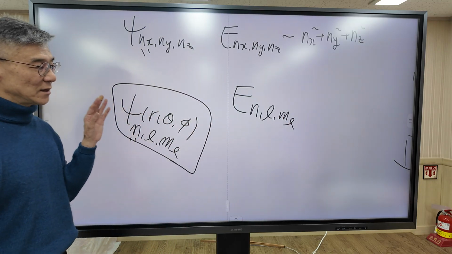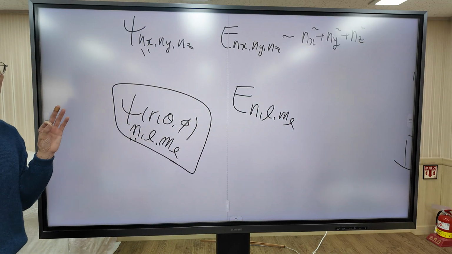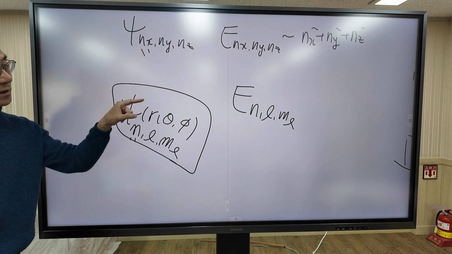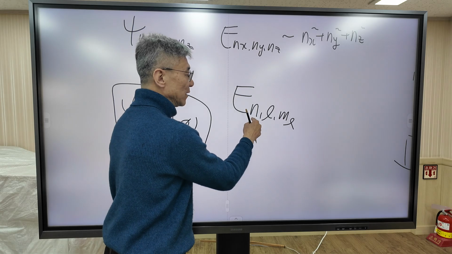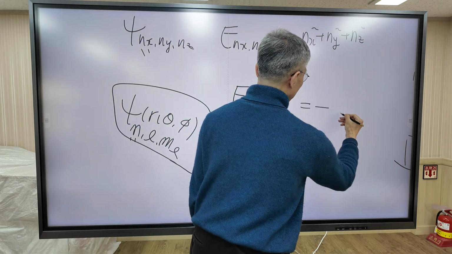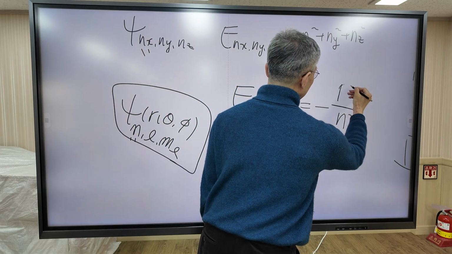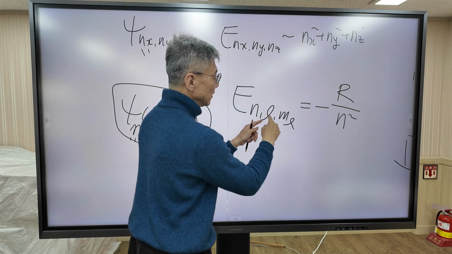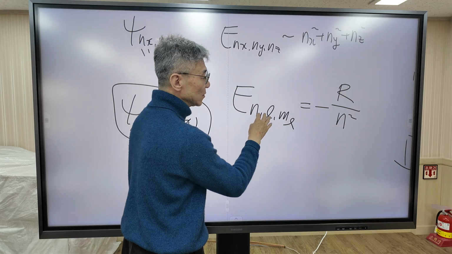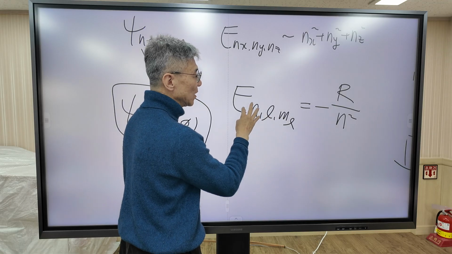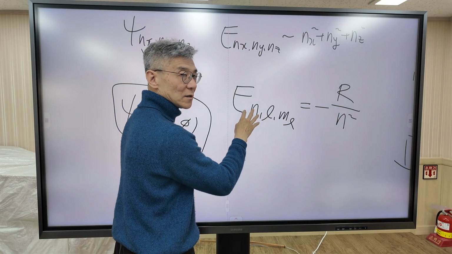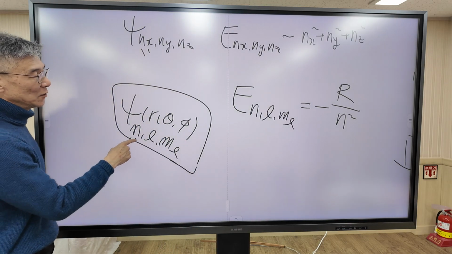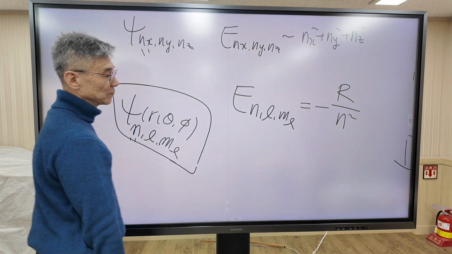Similarly, the wave function depends on three quantum numbers, so the energy of the hydrogen atom also generally depends on n, l, ml. But as I said before, hydrogen atom is very, very unique. It is a spherically symmetric system. So in this case, energy only depends on n. The expression is like this. Energy does not depend on l and ml. This is unique because the hydrogenic atom is spherically symmetric. So if you know the principal quantum number, you can determine the energy of the electron.